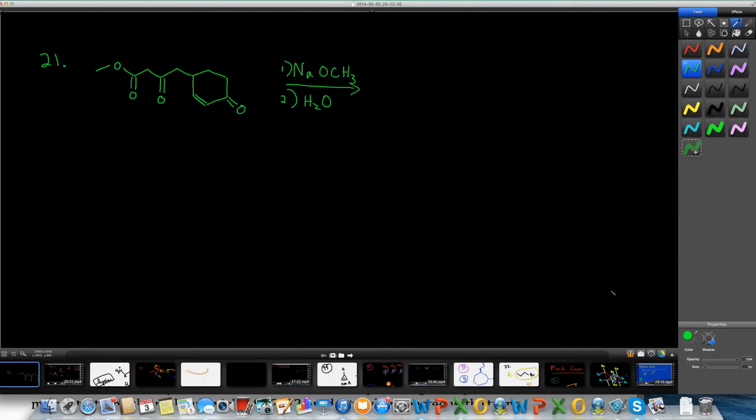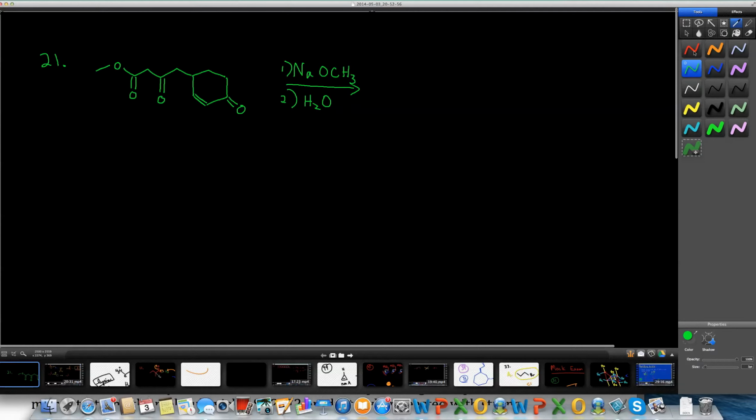All right, so let's get to number 21. And with number 21, we have some reaction conditions. If you look at the first step, we're going to use a rather strong base. And then the second step, we're going to use water, which usually acts as an acid. This is a classic Claisen condensation.